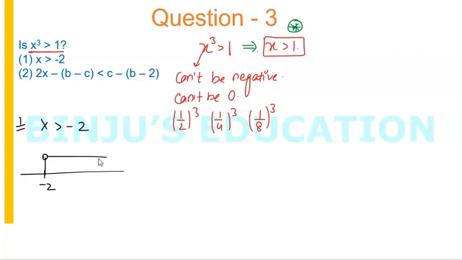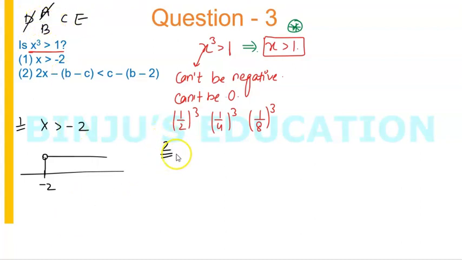Because the first statement says x is greater than -2. Greater than -2 does not necessarily mean that it will be greater than 1. So do I have a conclusive answer from statement 1? No. If a number is greater than -2, it can be greater than 1, it can actually be 1 also, but it can be less than 1 also. All three are applicable. So again, I'm going to write D, A, B, C, E. So D goes out, A goes out.